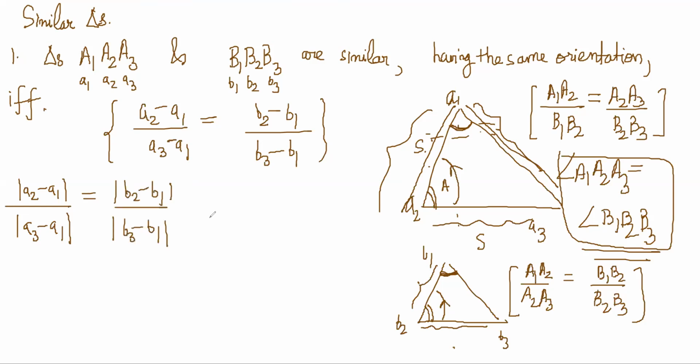Actually, there's a much easier way to prove this. Take these two complex numbers, the arguments are equal and the mods are also equal. So take mods on both sides first. As soon as you do mods on both sides, this becomes mod of this by mod of this. This is the ratio of the sides, no? And the complex number (A2 minus A1) by (A3 minus A1) can be written in polar form like this.